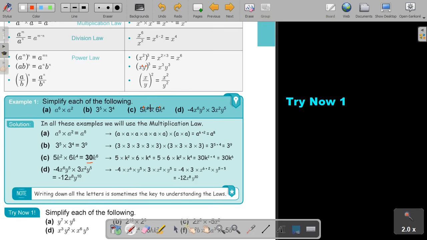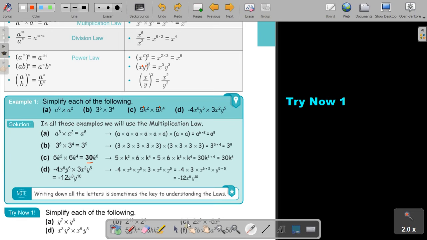And then, keep the bases, it's multiply, and I just add the exponents. And then this one, negative 4 times 3 will be negative 12. And then x, so that's 6 plus 2, that will be 8. And that y, 5 plus 5, will be 10. Writing down all the letters is sometimes the key to understanding the laws. If you say x to the power 6, it means x times x times x times x times x times x, 6 times. That's what we did in grade 8. Just write it out so that it makes more sense.